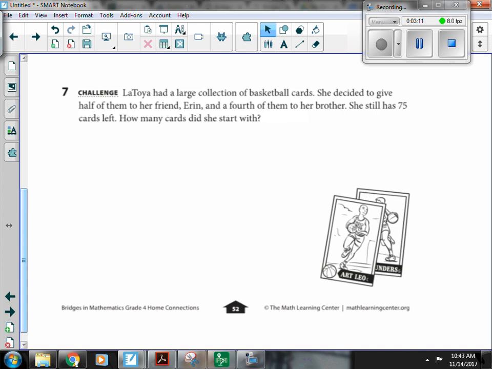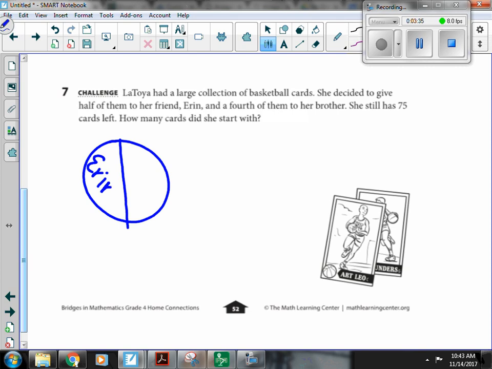Latoya had a large collection of basketball cards. She decided to give half of them to her friend Erin and 1/4 of them to her brother. She still has 75 cards left. How many cards did she start with? I'm going to draw a model with it, so I'm going to start with all of the cards. She gave half of them to her friend Erin, so now these are Erin's, and 1/4 of them to her brother.